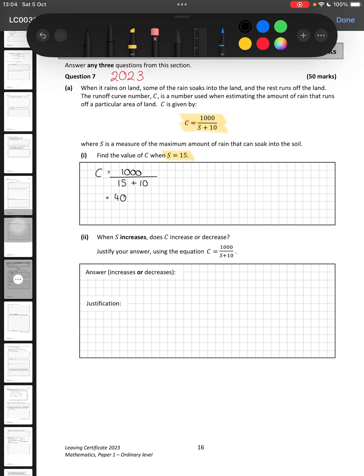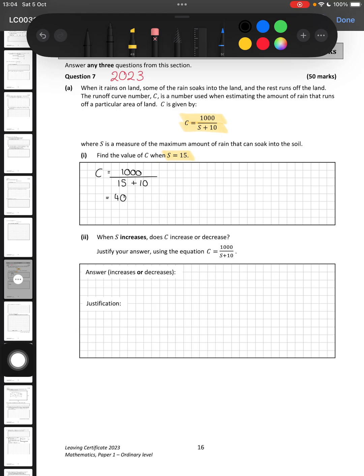It says, when S increases, does C increase or decrease? Justify your answer using the equation, and then it tells you the equation again. So we are going to try and work this out a little bit. I'm going to work it out in this justification part and then come back to what my answer is. Your justification is the maths that proves it, or supports it. So let's look at the justification area first.